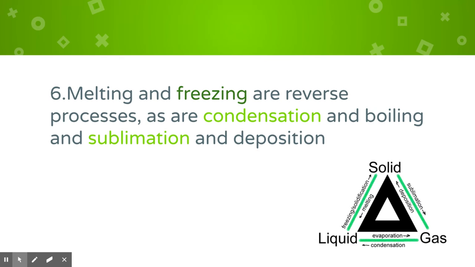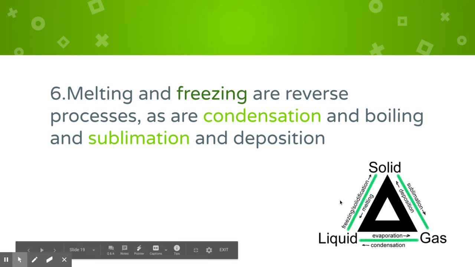Now, these are the processes that can reverse each other. Melting and freezing are reverse processes, as are condensation and boiling, and sublimation and deposition. For example, if you're buying candy on a warm summer day and you want to have it later, I wouldn't leave it in my car because it's going to melt. But if it does melt, what do I do? I put it in the fridge or the freezer. It slows those molecules down and it re-solidifies.